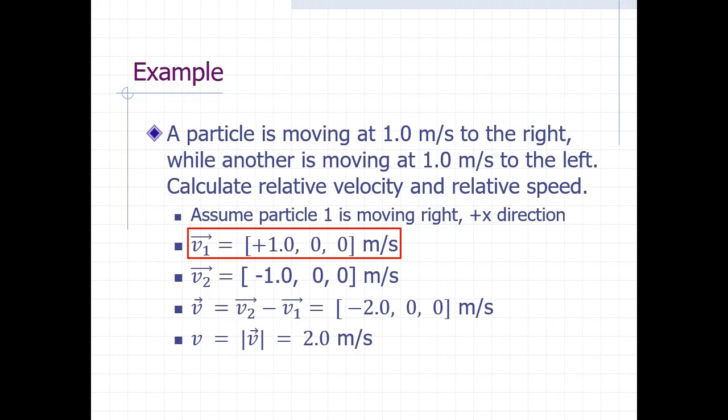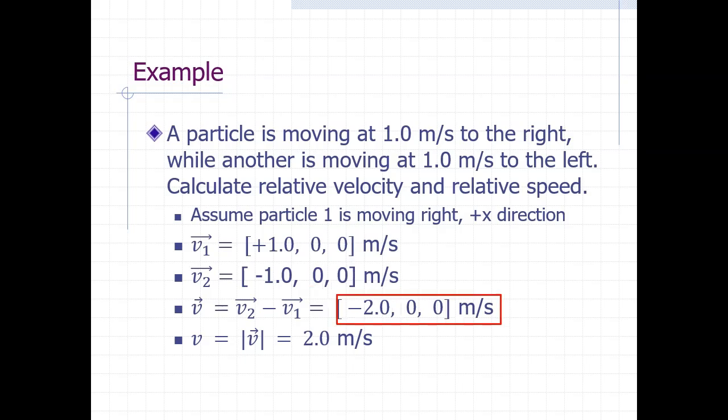The component along the x-axis, v sub x1, is plus 1 meter per second, and the other components are 0. For particle 2, the velocity vector component along the x-axis, v sub x2, is negative 1 since it's moving to the left, and the other components are 0. The relative velocity vector is just equal to vector v sub 2 minus vector v sub 1. The x component is v sub x2 minus v sub x1. Negative 1 minus positive 1 is equal to negative 2. In the same manner, we can calculate the y and z components. In this case, both are 0.